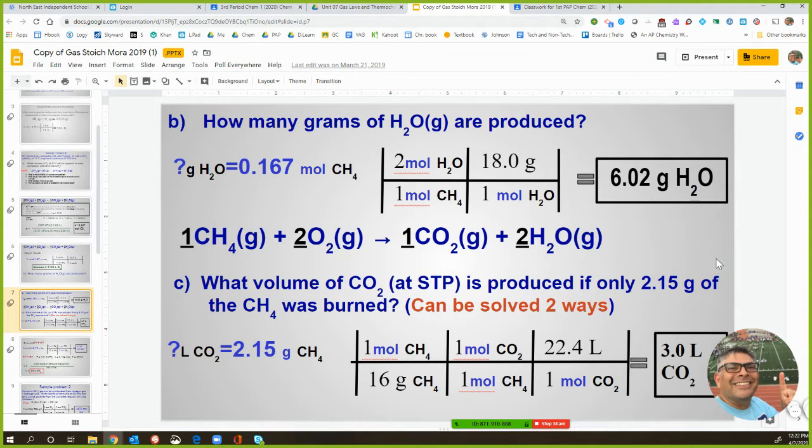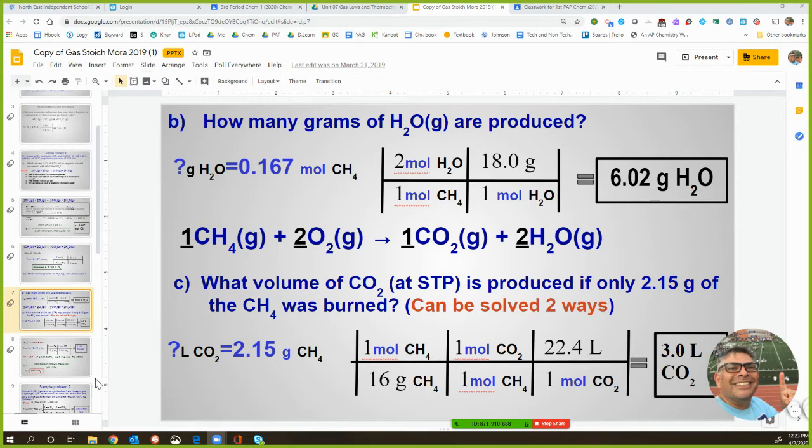And then they break it down. They ask you another question here. What volume of carbon dioxide at STP is produced if only 2.15 grams of the methane is burned? It can be solved 2 ways. So I'll let you write that down, and then you guys can think about how to solve that. You can do it 2 ways.